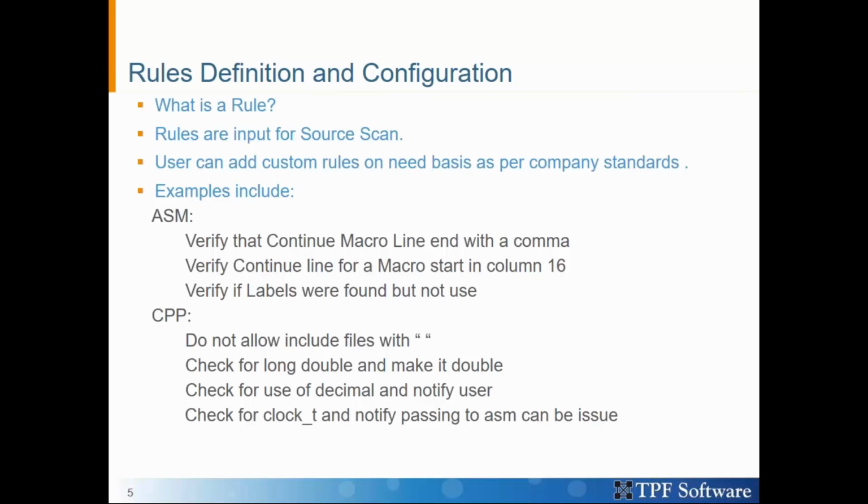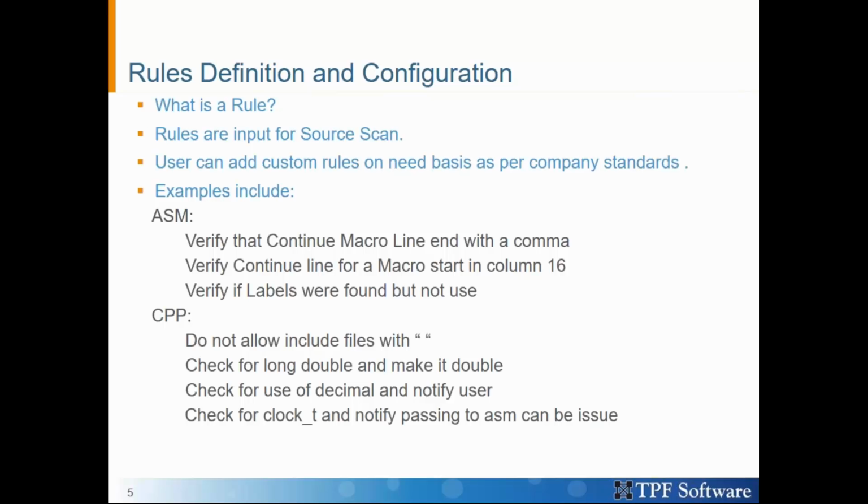Similarly, we could check for some obsolete data types. Consider this decimal data type. This was a valid data type in one version of the CPP, but in the next version it is not valid. In those cases, we could identify those obsolete data types using some of the implicit rules.